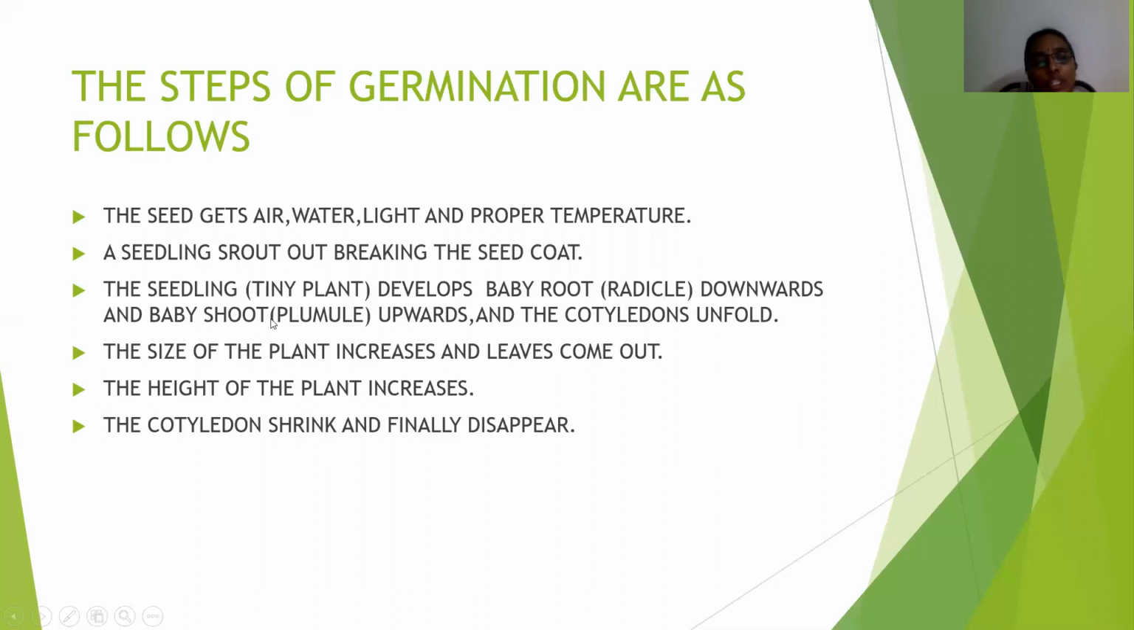The baby shoot, that is the plumule, grows upwards, and the cotyledons unfold, as you understood in the diagram I showed you. The size of the plant increases and leaves come out, and later the height of the plant increases day by day. In the process the cotyledon shrinks and finally disappears, and the plant grows independently. This is how it happens in seed germination.